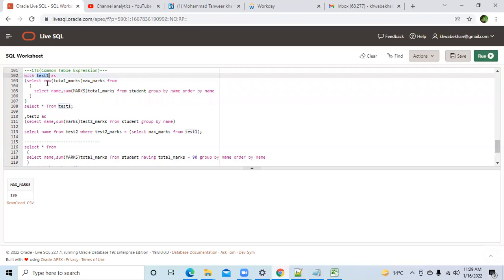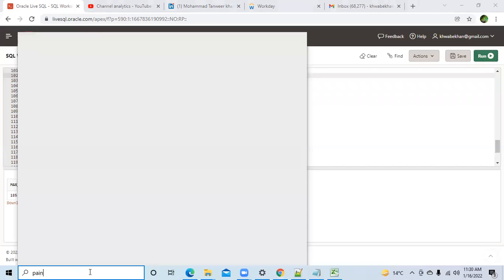If you don't like test one, you can write your own name, Shivanshu, whatever you want. You have all the freedom. Just for simplicity, I have taken test one, but you can write whatever you want.